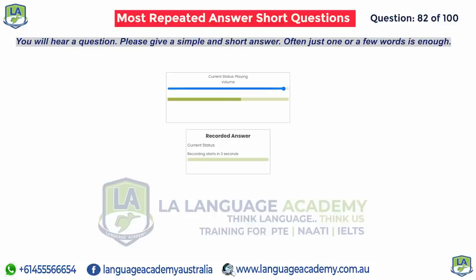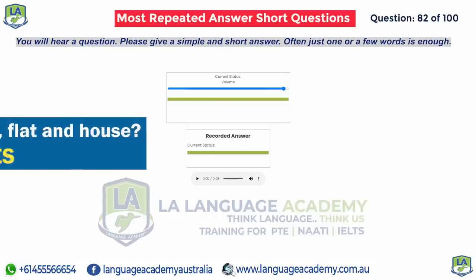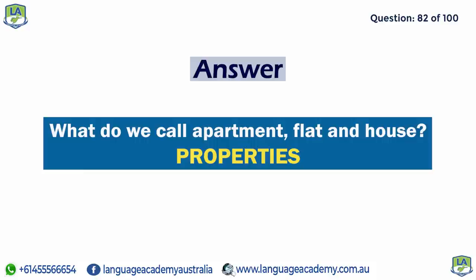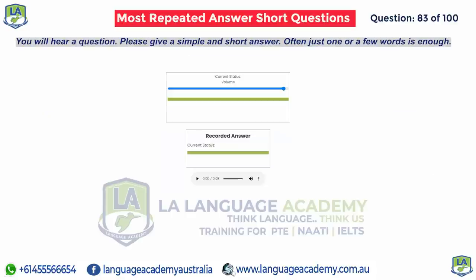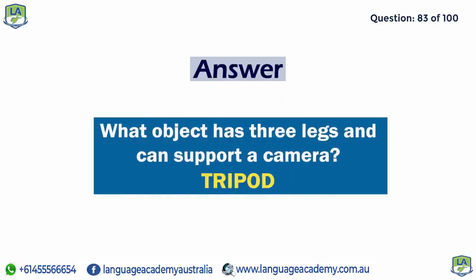What do we call apartment, flat, and house? Properties. What object has three legs and can support a camera? Tripod.